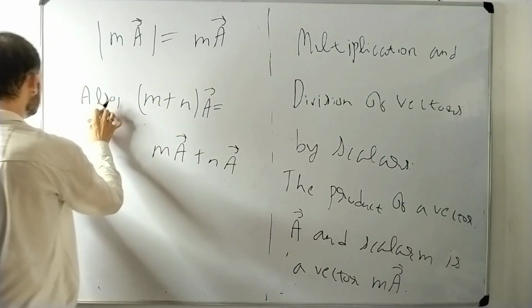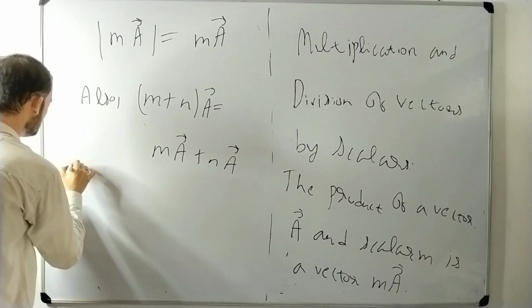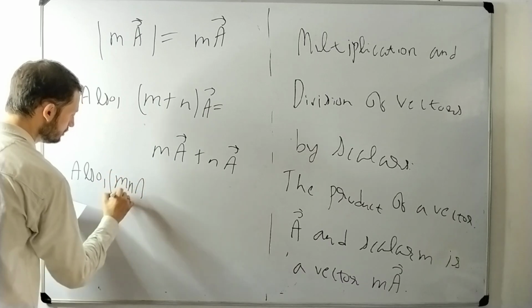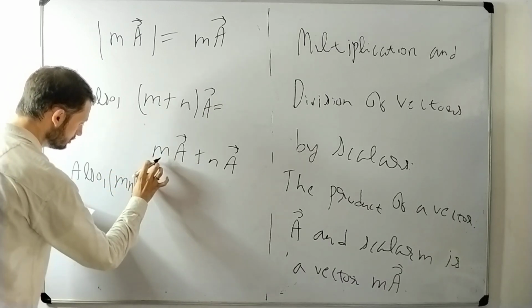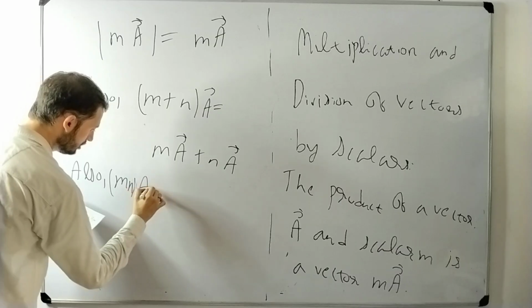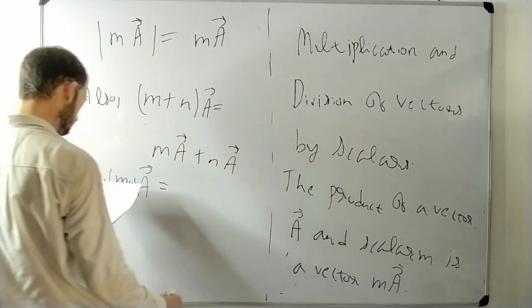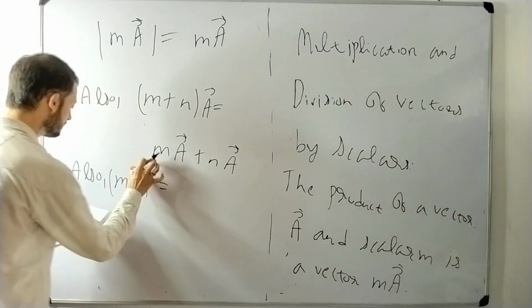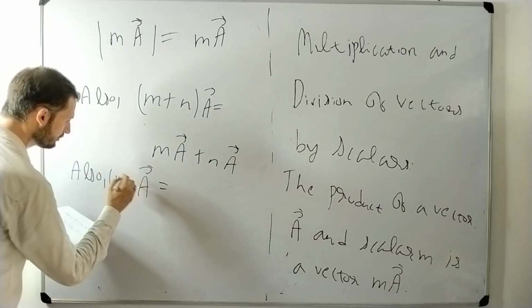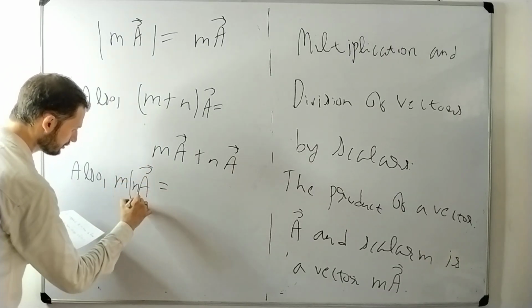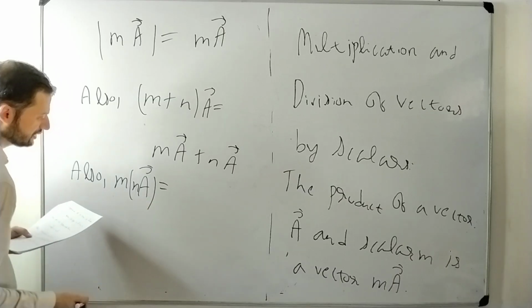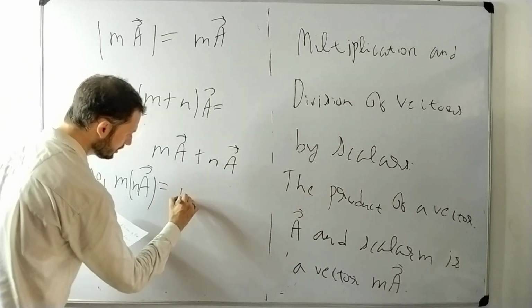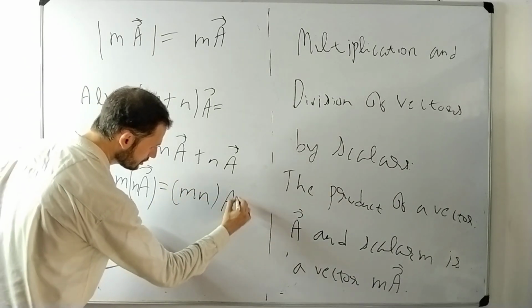Also M(NA), is it MNA? No, this is actually a wrong statement. (MN)A, yes, this is right. A vector is multiplied n times A and then again multiplied with a scalar, and I would write M and A.